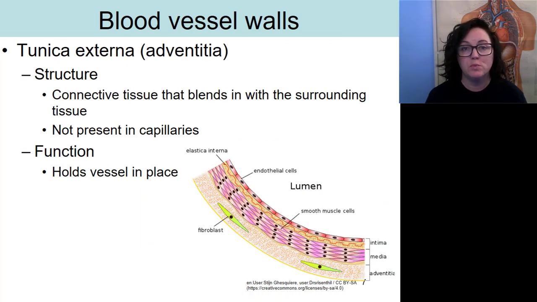The outermost layer of a blood vessel is called the tunica externa or tunica adventitia. In terms of its structure, it's mostly made of connective tissue, which kind of makes sense because the function is to basically just connect the blood vessel to the surrounding tissue so that it doesn't move around very much. As mentioned previously, capillaries are made exclusively of tunica interna, so they lack this tunica externa.